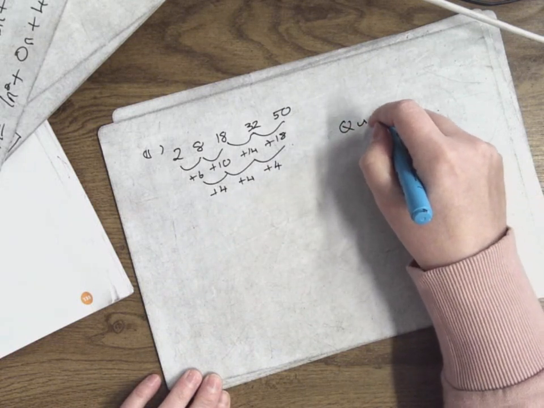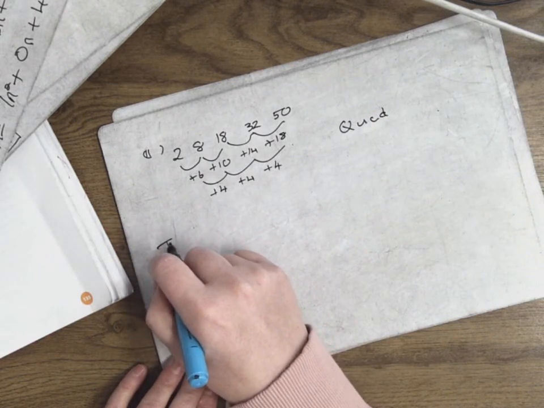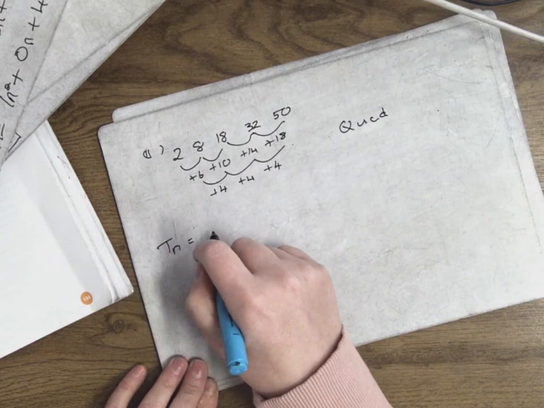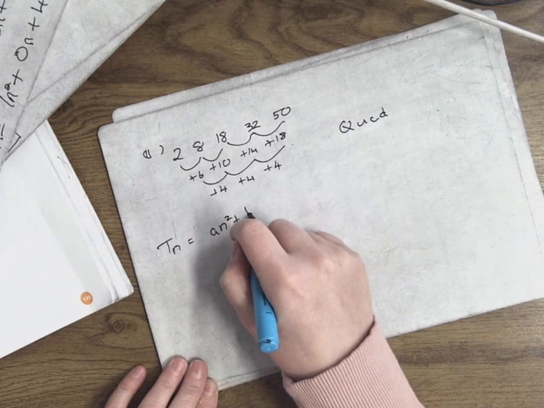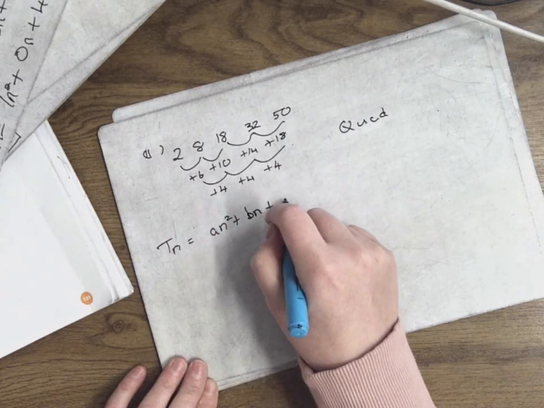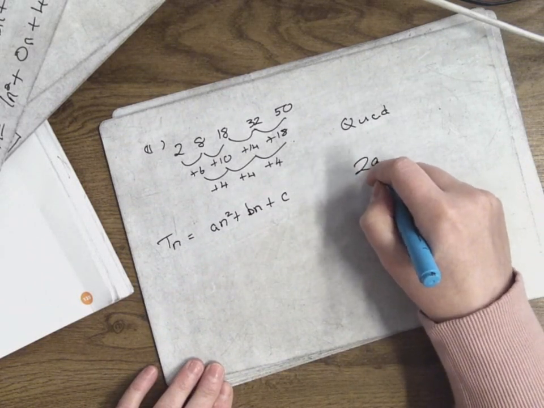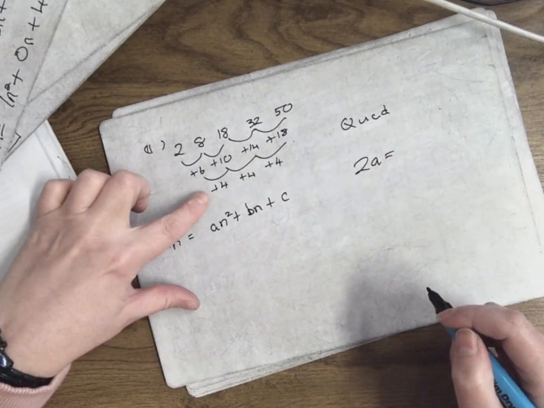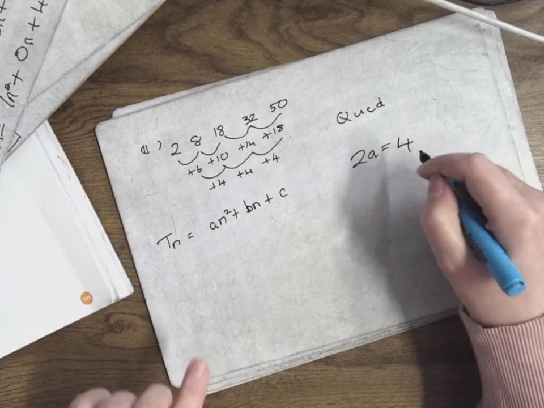So then you go, oh, if it's quadratic, I have to pull the information out of my head. So you go, Tn is equal to something n squared plus something n plus a number. Okay? And the second thing is twice a is the second difference. So the second difference in this case is 4. So twice a is 4.